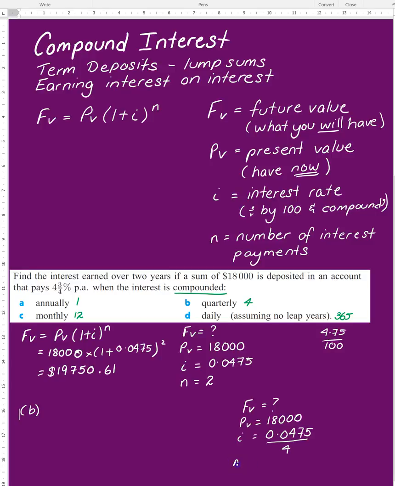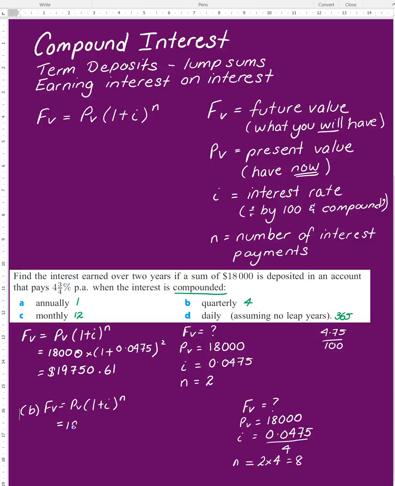And our N, again, it's 2 years, but you're getting interest 4 times a year. So N will be 2 times 4, so 8. And this is what we pop into our formula now. So we write it again, future value equals present value, 1 plus I to the n. You keep writing that, you'll just remember it.